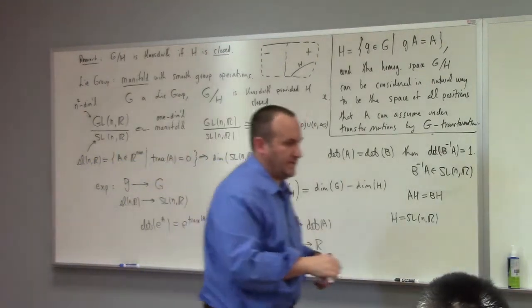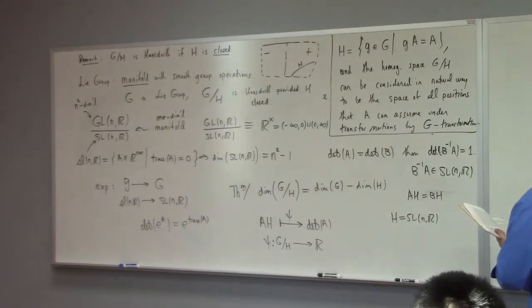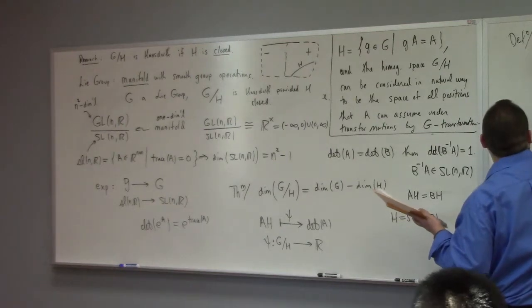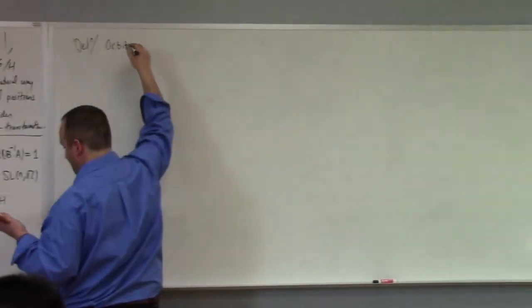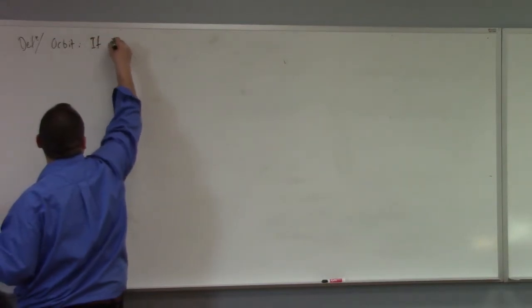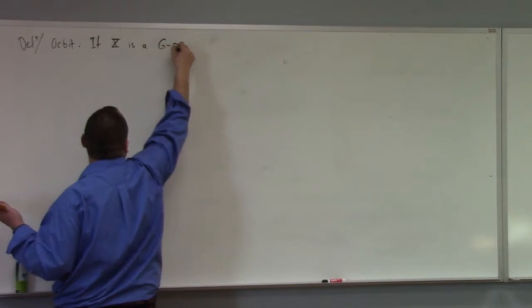Sorry. So thank you for the comment. Let me try to forge ahead. All right. As you guys were trying to get me to talk about orbits, what's an orbit? If X is a G space, what does that mean?